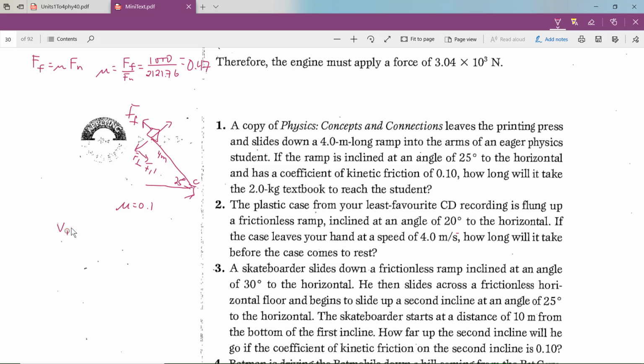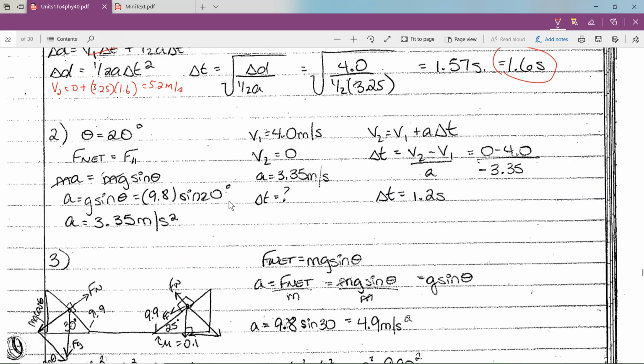So my V1 is 4 meters per second, my V2 is 0 meters per second, my theta is 20 degrees. So here I have a ramp, and I'm throwing something. So I'm giving a speed up the ramp, okay? And it's frictionless, so I don't need to worry about the normal force or the perpendicular force. I'm just fighting the parallel component of gravity. So my net force is my parallel component of gravity.